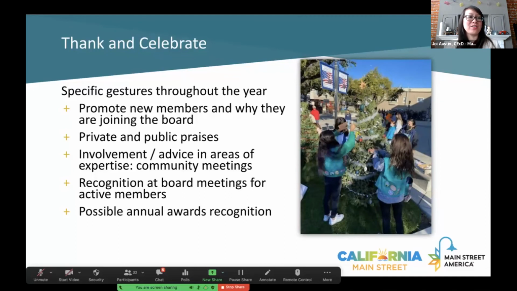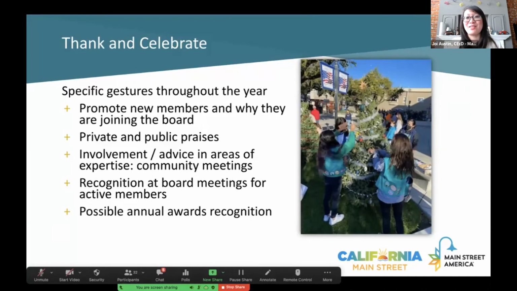And then being able to also involve them. This also goes a little bit to the advisory board discussion, how you can ask their advice and their expertise throughout meetings. That's also a way of celebrating and thanking them for their expertise and bringing them on the board, or why you brought them on the board. And then again, recognition also at board meetings. As an executive director, I know I used to have this little tiny trophy, and it was just because I noticed maybe that there was a certain board member that was very engaged throughout the month.